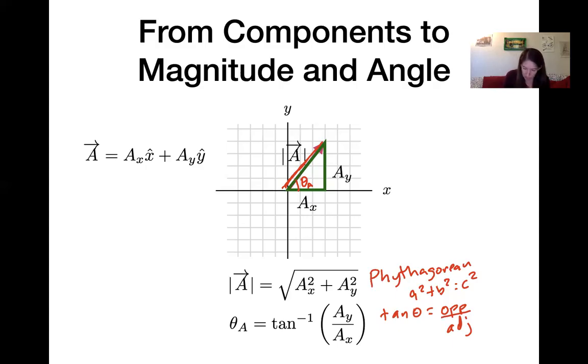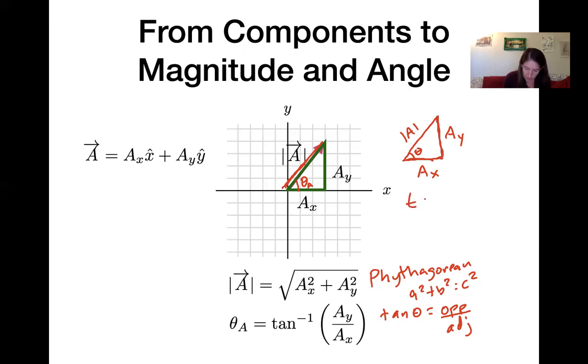So again, let's draw this triangle over here just to really bury this home. The length of this side is the magnitude of our vector. The length here is the x component. The length here is the y component. Here's our angle.